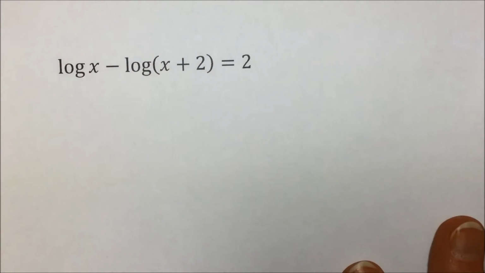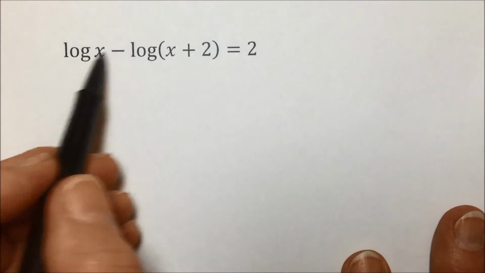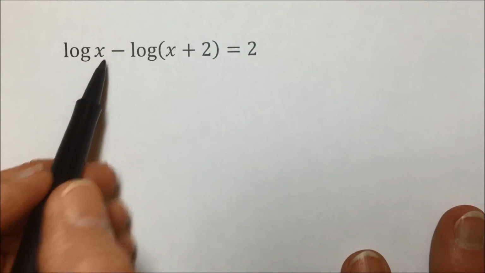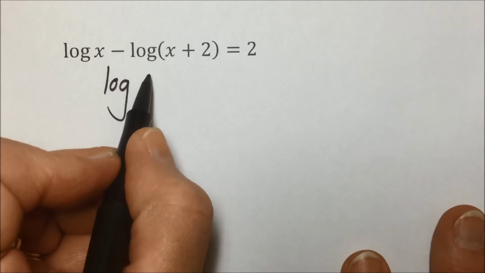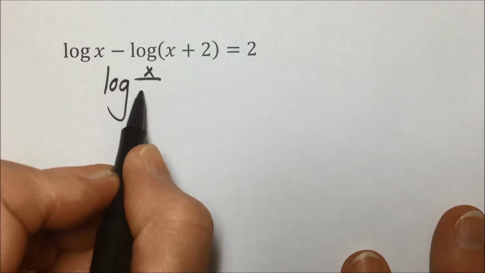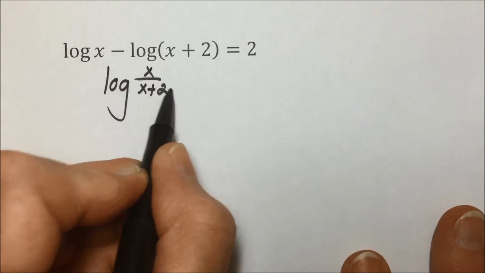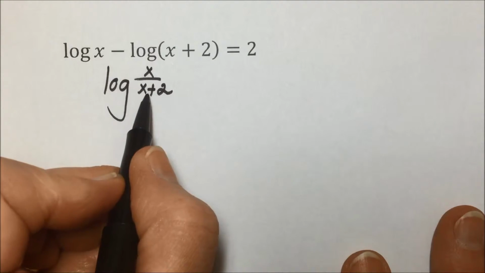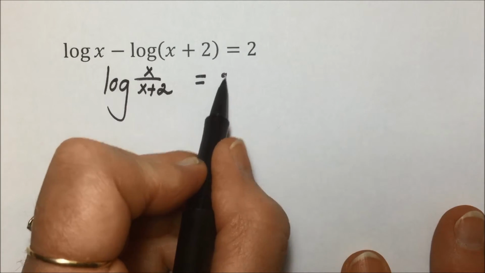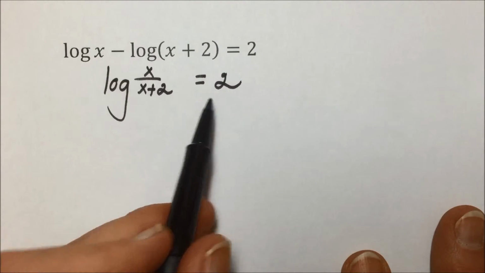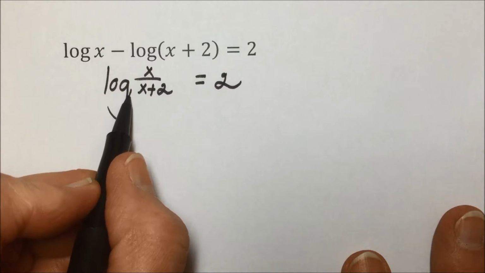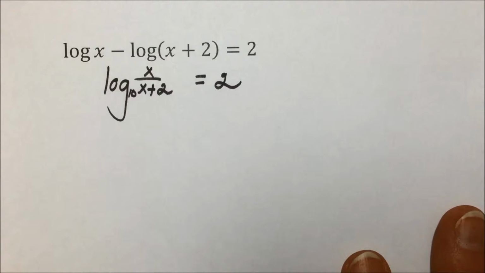In this next problem, very similar to the last one, we have a difference of logs, so we can combine them into a single log from the property of quotients, with the first term as the numerator and the second term as the denominator. We now have a single logarithm equation with an understood base of 10, since it's a common logarithm and no base is written.